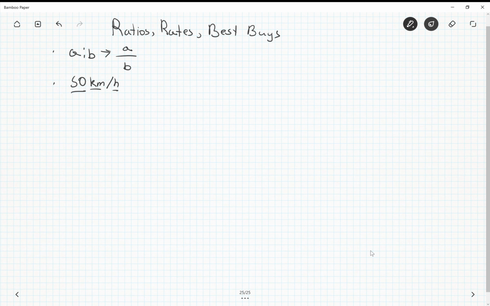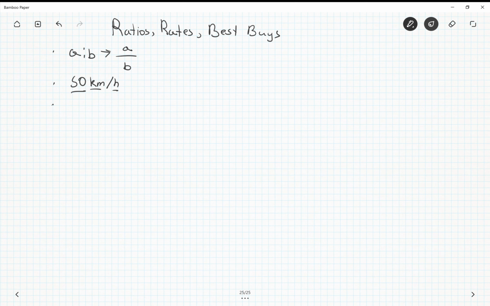And another thing that I want to say is that ratios and rates can both be used to determine best buys when purchasing products. And a best buy is the buy that is the best deal for a customer, the person who's buying. So essentially it's the cheapest deal. Okay, so let's get on with some questions.